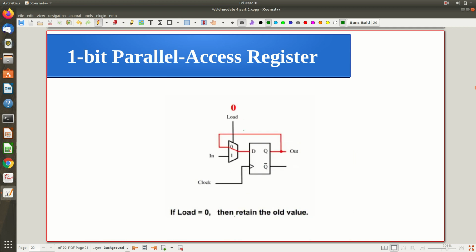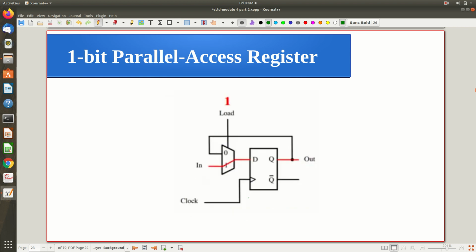So whenever this load is equal to 0, this will select this particular input, that is nothing but the previous output. So it will retain the information, right? Now when this load is equal to 1, instead of retaining, the new information will be loaded. Let me write it here. New information loaded when this control input load is equal to 1.